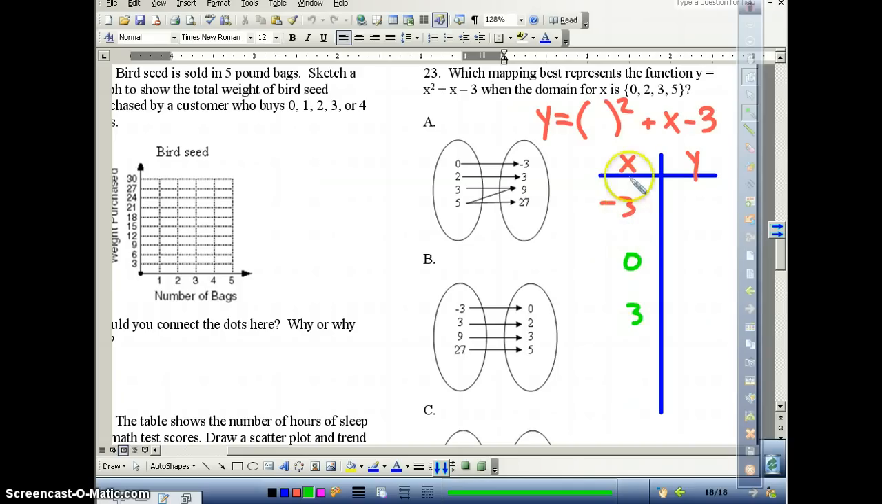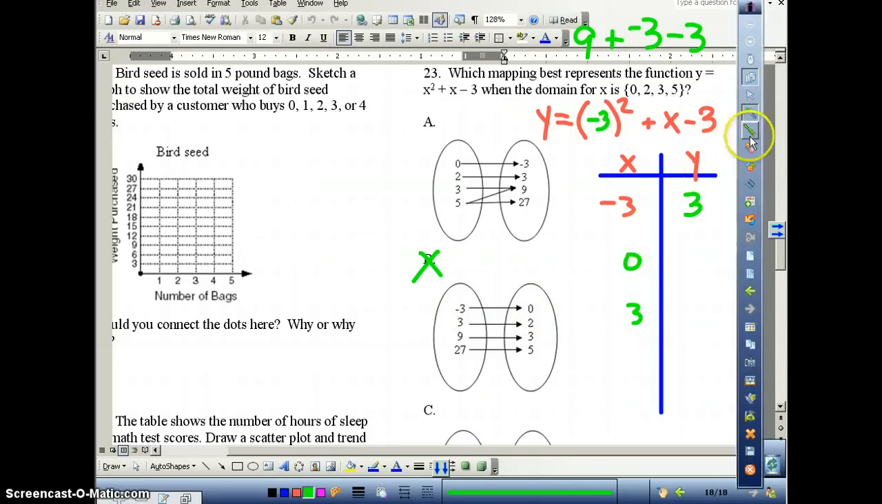Let's see, if you put in a negative 3 right here and square it, that says what's negative 3 times negative 3? Negative 3 times negative 3 is positive 9. 9 plus, well, what's our x value here? Our x value is negative 3, and then we're going to subtract 3. So 9 plus negative 3, that's 6, and 6 subtract 3 is 3. So I know I need to have the ordered pair negative 3 comma 3. And that doesn't match up, does it? That's negative 3 comma 0. I know that one doesn't work.